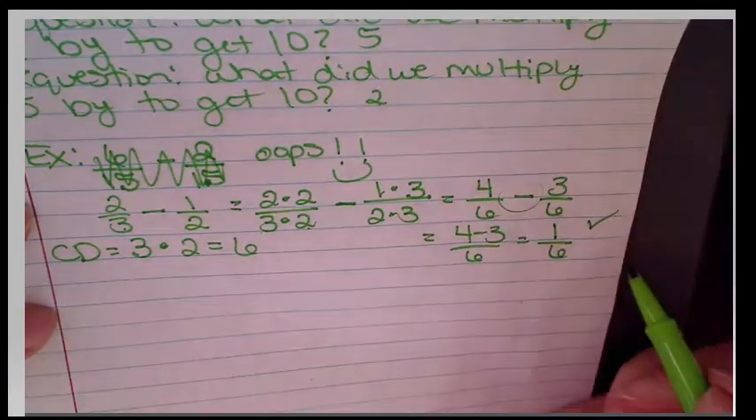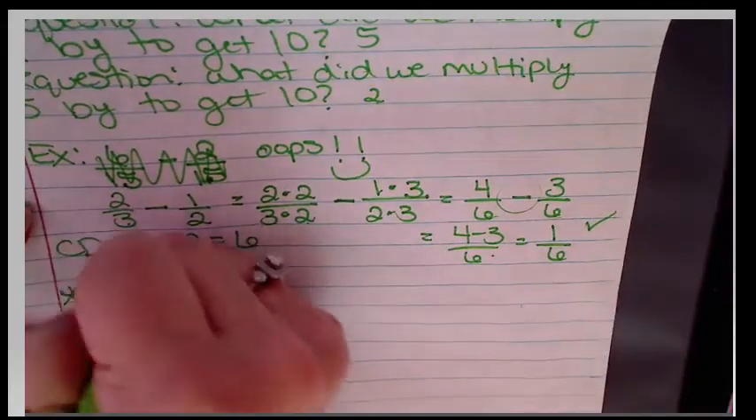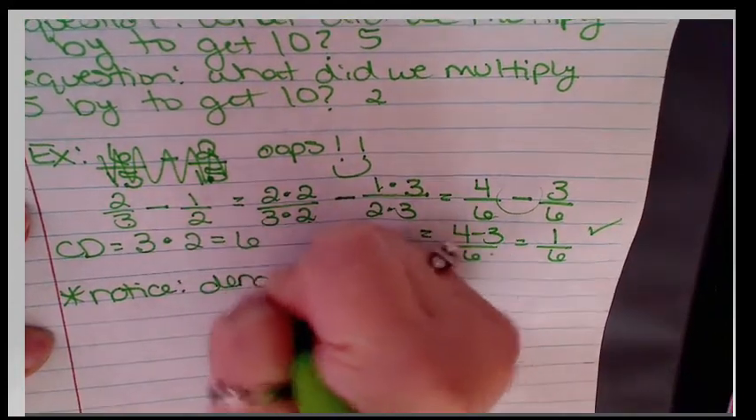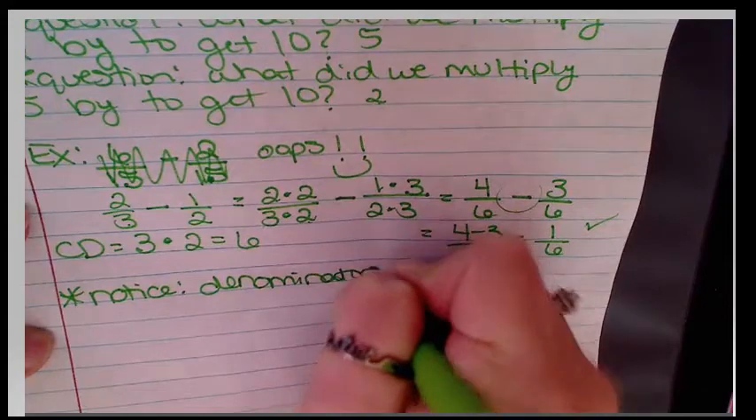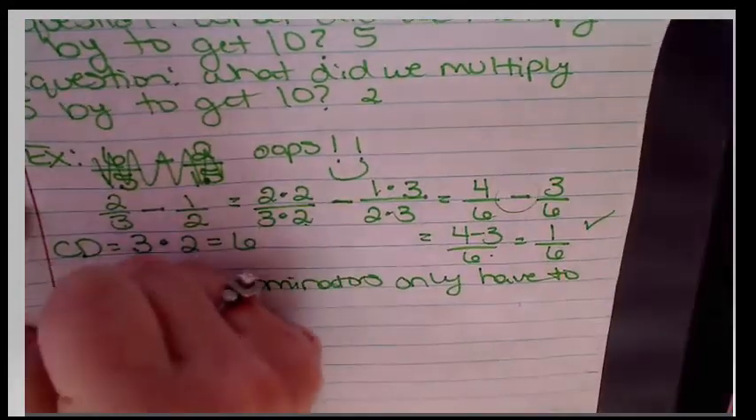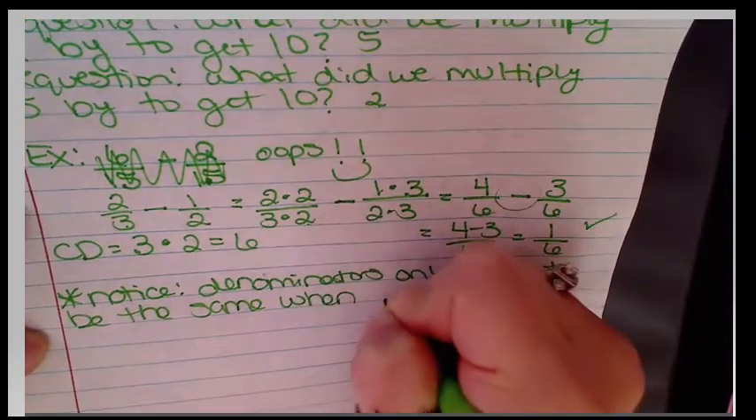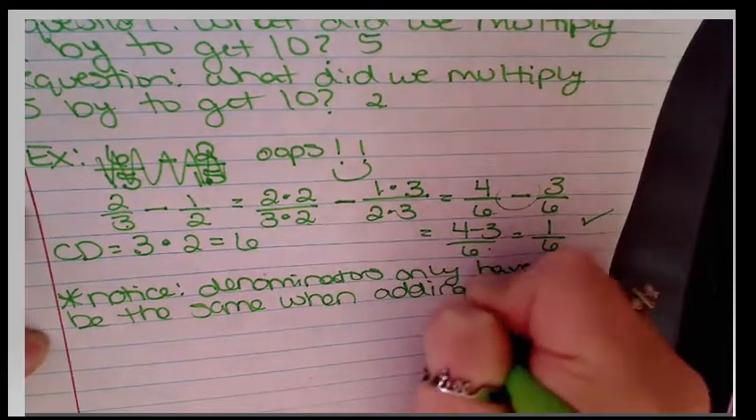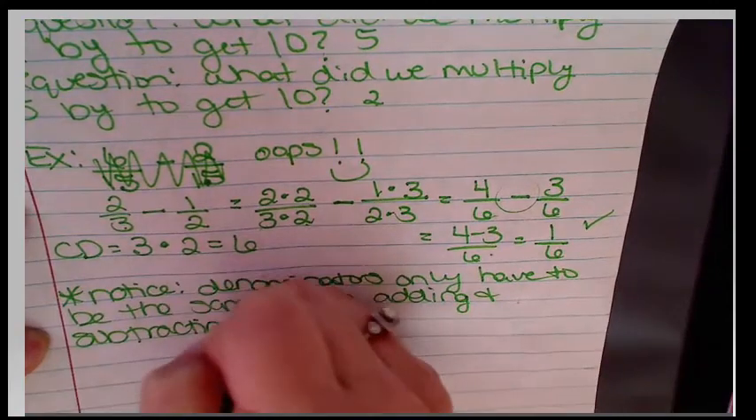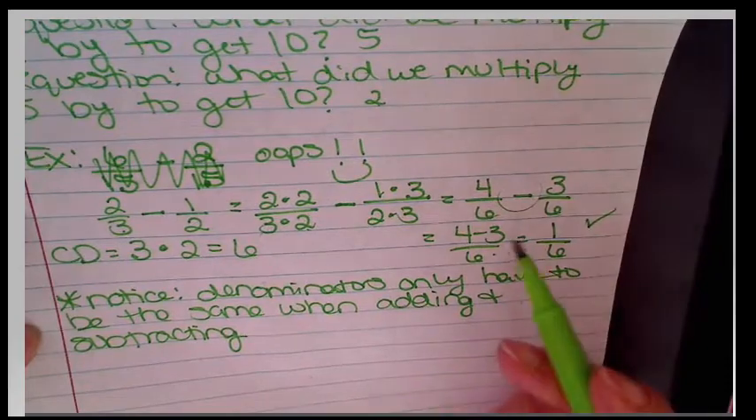Now, notice the denominators only have to be the same when adding and subtracting. You don't have to get a common denominator whenever you're multiplying or dividing. Earlier we didn't have to do that, and that's okay. It's only when you're adding and subtracting that you have to get that common denominator.